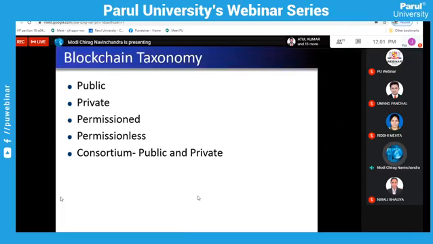Permissionless: any node can be registered to the peer-to-peer network without taking permission from any other node. Let's say Bitcoin. When you want to become a node or miner in the blockchain, you need not take permission from any authority. Consortium is the combination of public and private blockchains. Suppose you do not want to mine blocks in a public network; at the back end you can create a private blockchain and mine the blocks, and later reflect this data to the public blockchain. This helps improve the speed of the transaction.